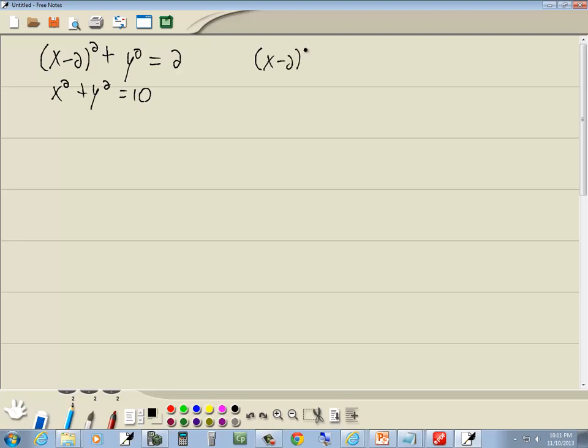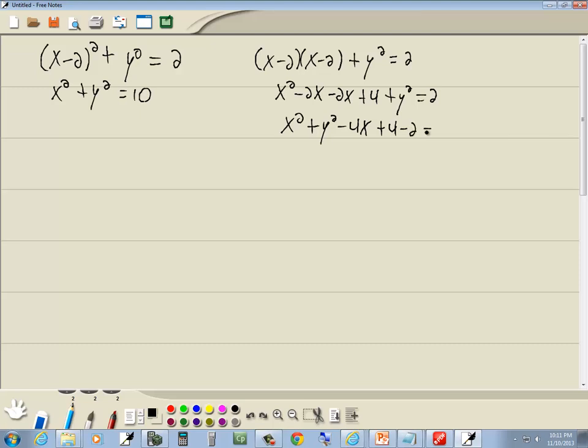(x − 2)² means (x − 2) times (x − 2), plus y², is equal to 2. x times x is x². x times negative 2 is negative 2x. Negative 2 times x is negative 2x. Negative 2 times negative 2 is 4. Plus y² is equal to 2, which gives us x² + y², negative 2x minus 2x is negative 4x, plus 4, and bring the 2 over.